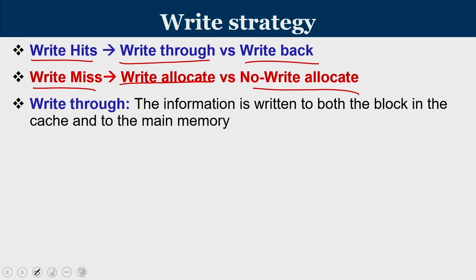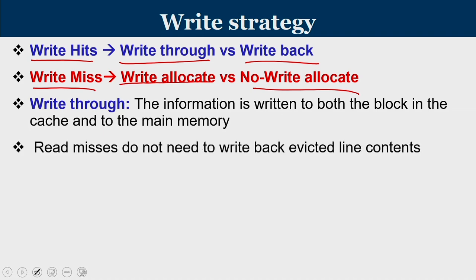Now, what is a write through cache? The information is written to both the block in the cache and to the main memory. So, whenever you write something in the cache, then and there itself, main memory is also updated, thereby both the memory copy as well as the cache copy are consistent. But during read misses, you need not write back the evicted cache line.